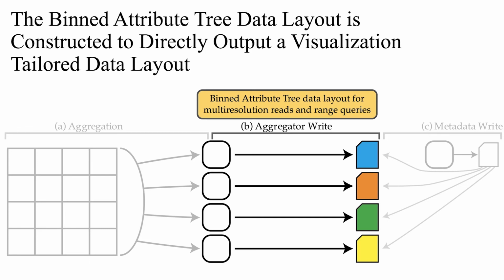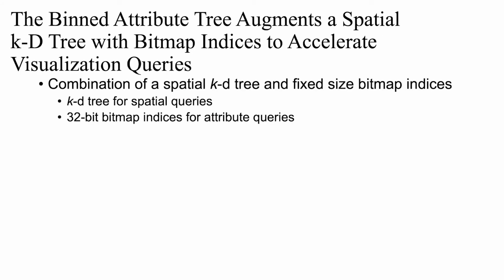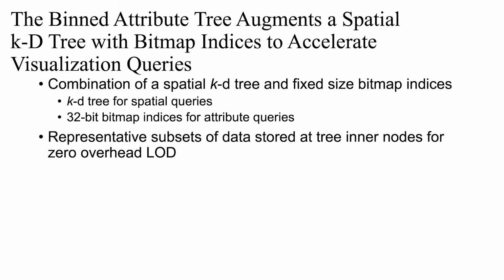After receiving the data, each aggregator constructs a binned attribute tree over the particles to directly output the visualization-tailored data layout. The binned attribute tree is a new low-overhead data layout that balances between rendering and attribute query filtering read access patterns by combining a spatial KD tree and fixed-size bitmap indices. Furthermore, representative subsets of the data are stored at the tree inner nodes for zero overhead level of detail.